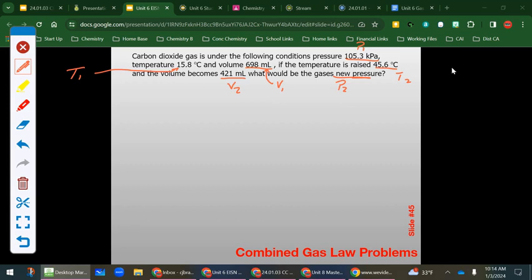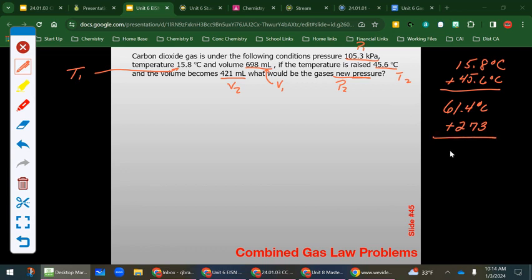Not 273. Add it to 15.8. It's literally right there. Now, you are right, though, Caden. We are going to have to eventually get to Kelvin, but we need to add these two together because the temperature was raised that many degrees. 61.4 degrees Celsius, which we now add 273 to get 334.6.